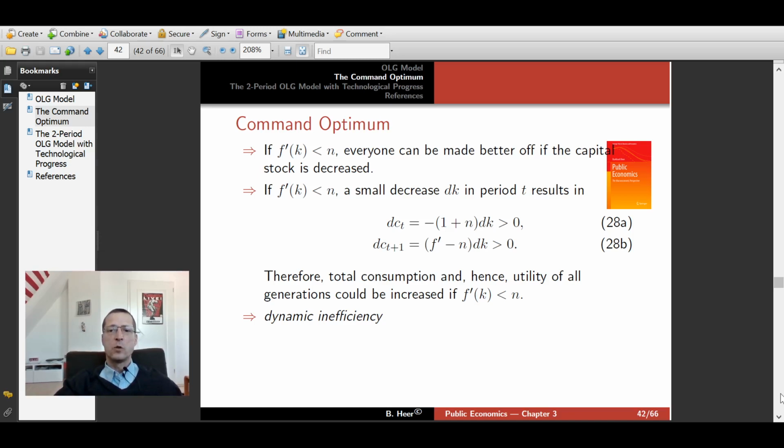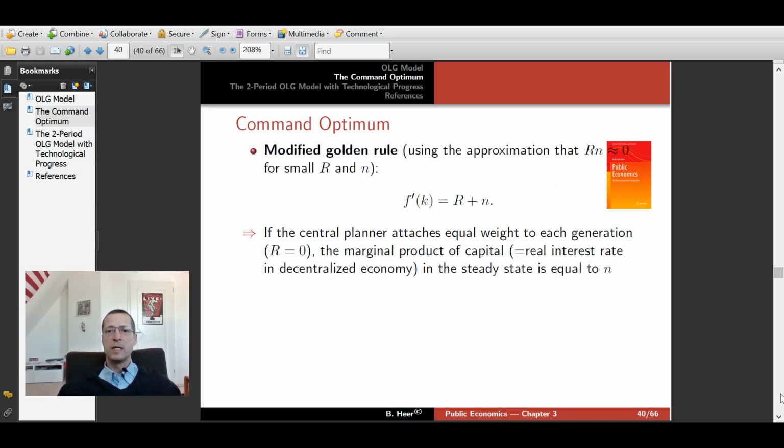So let's go back to our command optimum. We have derived that f prime is equal to r plus n. As long as our weight here, our discount factor r, is equal to or larger than 0, then we don't have the case that the economy is dynamically inefficient. Only if the central planner weighs the lifetime utility of future generations more than that of the present generation, so if r is smaller than 0, do we have a situation which is dynamically inefficient.